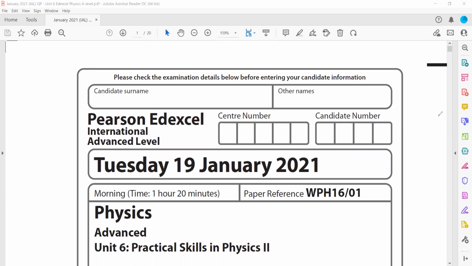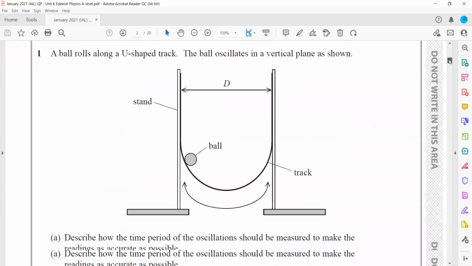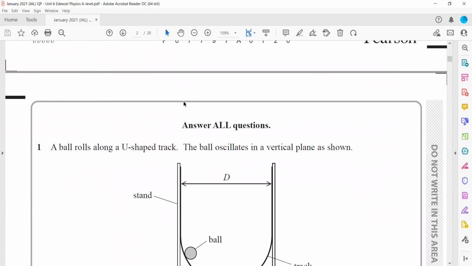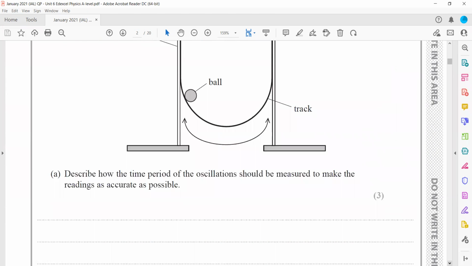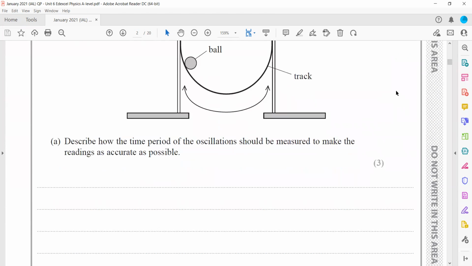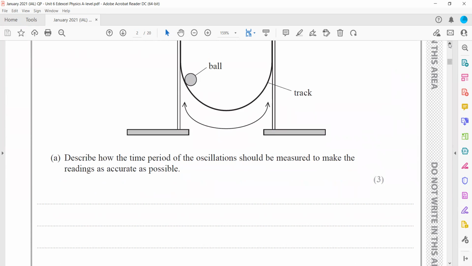Okay, this is Unit 6 from the January 2021 paper. So the first question: a ball rolls along a U-shaped track, as you can see. The ball oscillates in a vertical plane, going up, then coming down, going up, then coming down. Describe how the time period of oscillation should be measured to make a reading as accurate as possible.